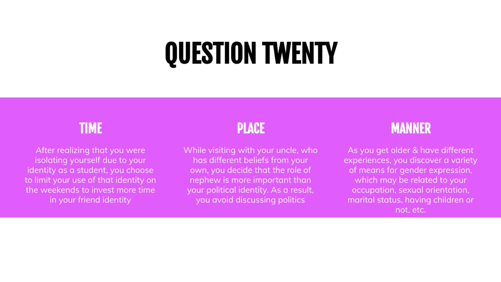And for place, let's say while visiting your uncle who has different beliefs from your own, you decide that the role of nephew is much more important than your political identity. So as a result, you avoid discussing politics. And so you're not enacting this identity while at your uncle's house because you really value your role as this person's nephew. And then finally, manner. So as you get older and have different experiences, you discover a variety of means for, let's say, gender expression, which may be related to your occupation, sexual orientation, marital status, having children or not, and so on.